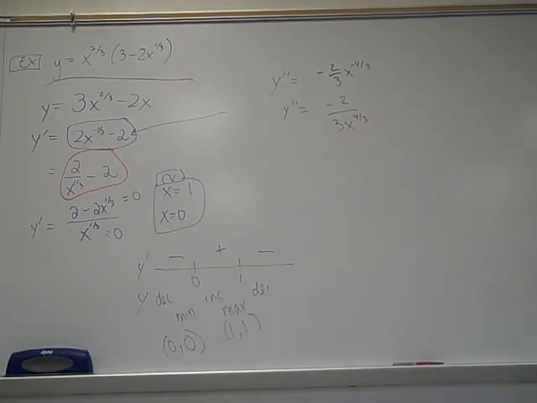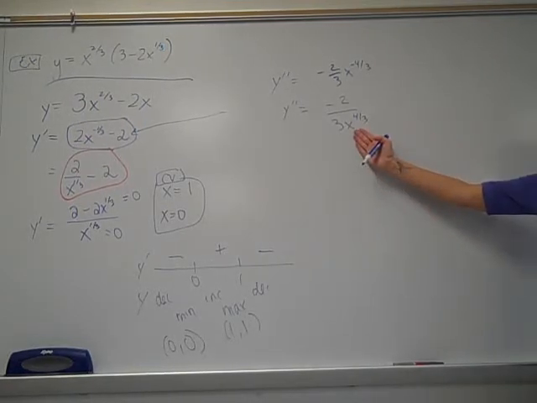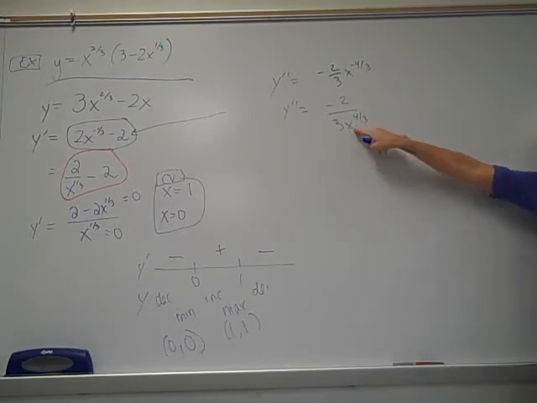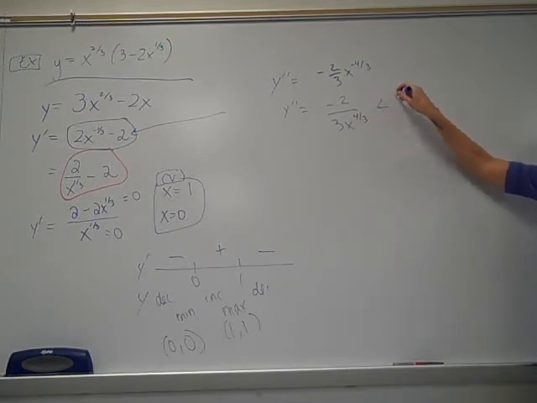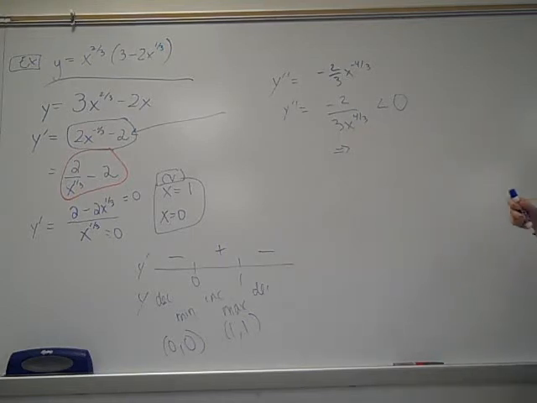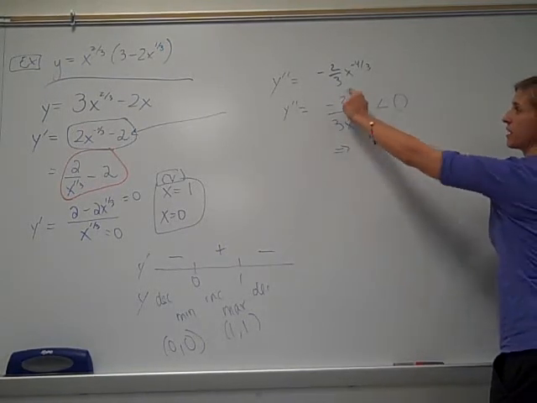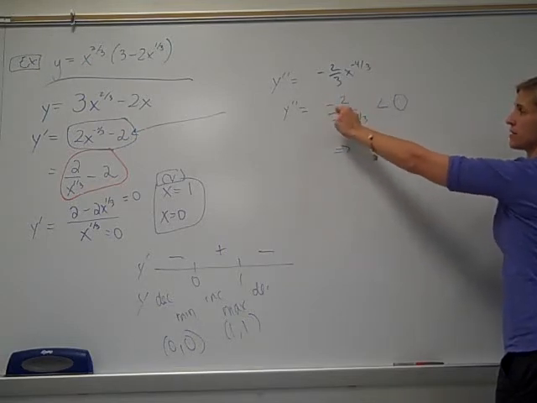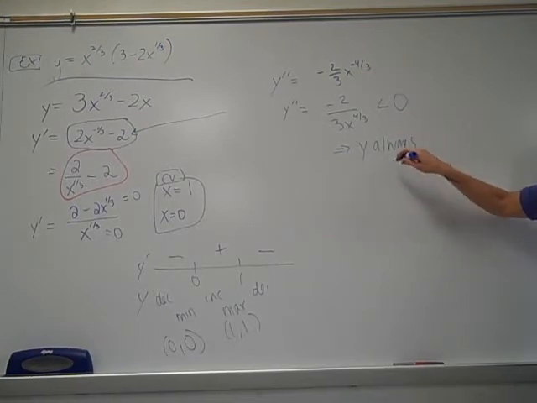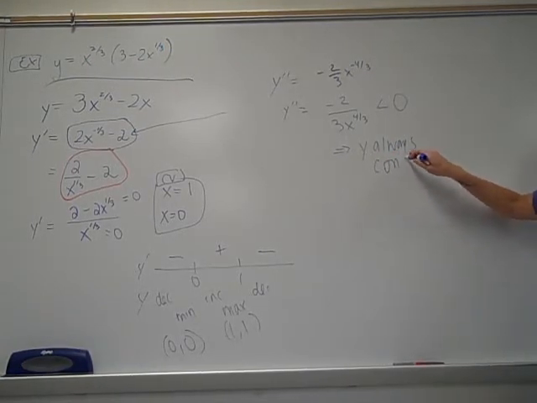Let me ask you a question, just to speed this along. I know my critical value is 0, but what happens no matter what I plug in for this? Positive. I'm going to get a positive number, right? Because x to the 4/3, I'm going to be fourthing it first. Well, x to the 4th, whatever I have is positive, so this whole thing is always negative because of the negative up there. So y is always concave down.